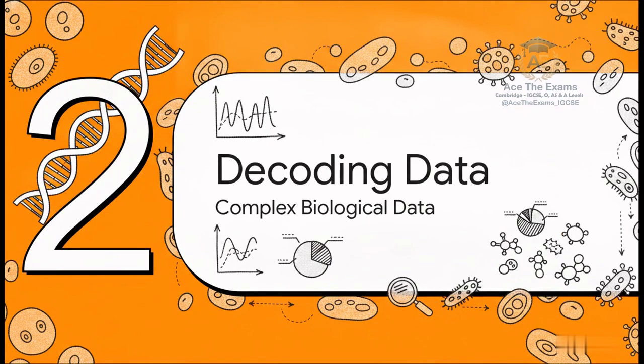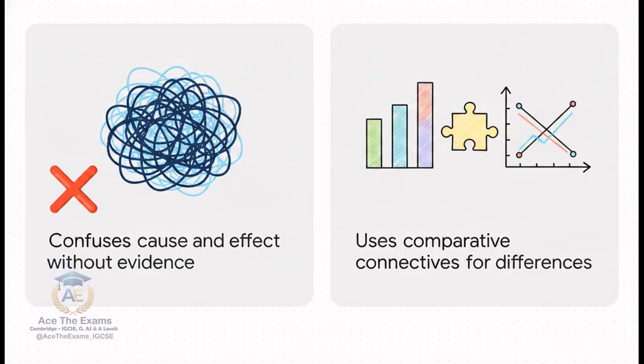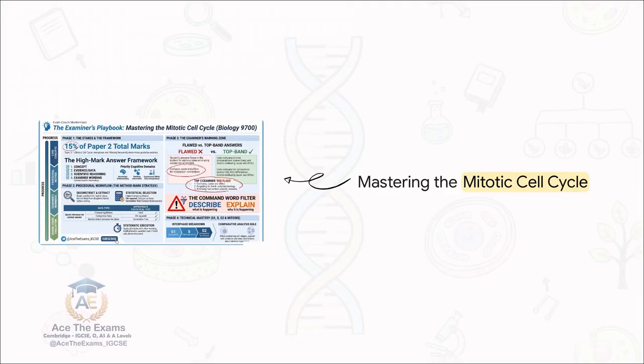Moving on to Section 2, decoding complex biological data. Before we dive into our next visual, just look at this comparison. A standard, flawed student answer usually confuses cause and effect, or it just blindly describes a trend without any true analysis. But a top-band answer? It uses comparative connectives. It explicitly points out similarities and differences. It doesn't just say, this went up and that went down. It logically connects those movements. And this brilliantly illustrates exactly why that level of detail is so critical.